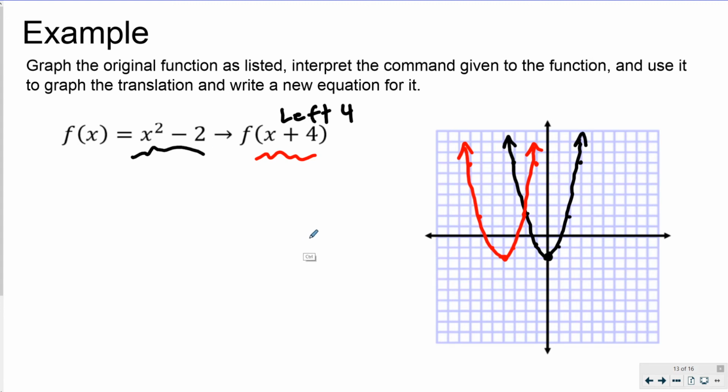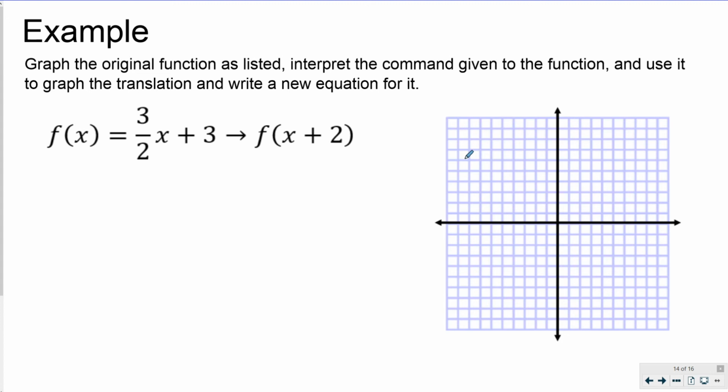So for this one then, I can go ahead and write a new function in function notation of f prime of x equals. And because it's f of x plus 4, like in the parentheses, I have to take the parentheses amount and put it in for x. So it's x plus 4 squared, and then I have minus 2 on the end. So if you were going to type this into your graphing calculator, it would produce the red function as shown there.